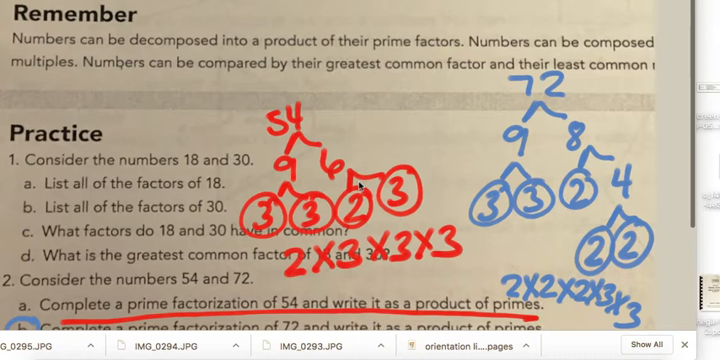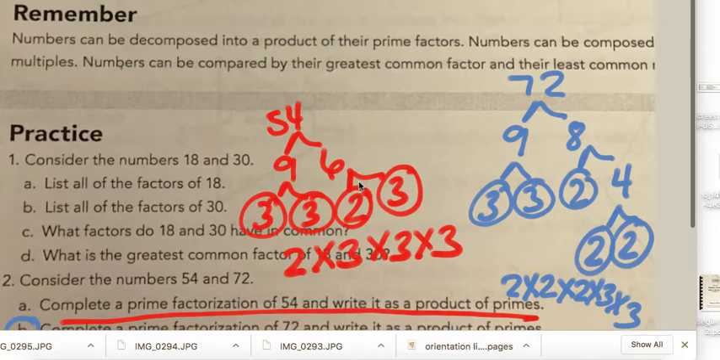Now C says put the prime factors of 54 and, oh, my phone is lighting up like crazy. But anyway, everyone wants this video. I'm trying my best. I promise you guys.